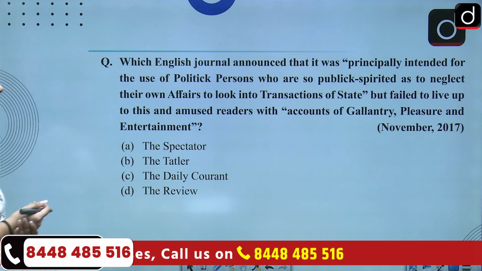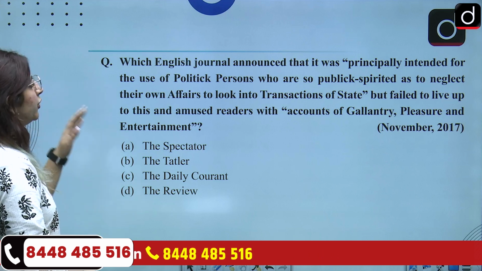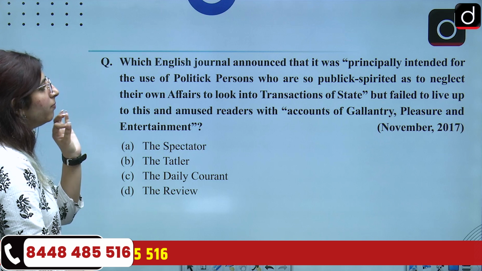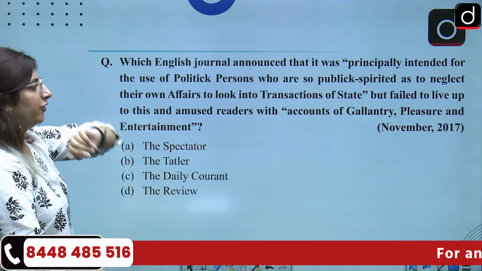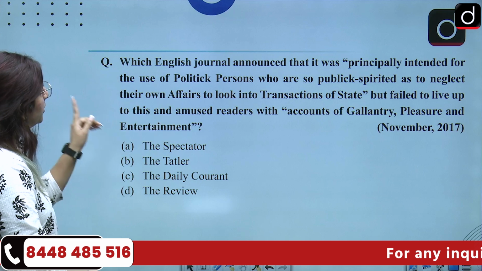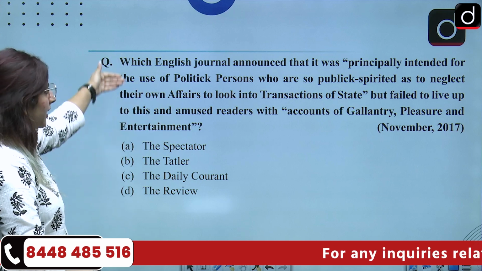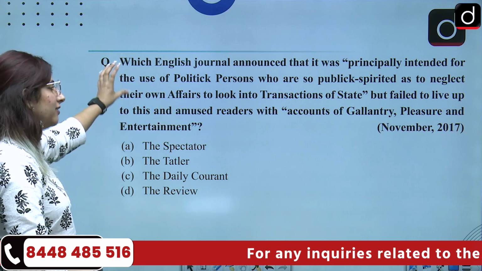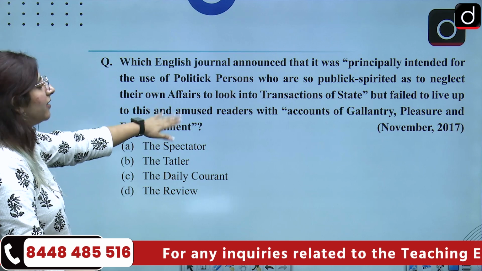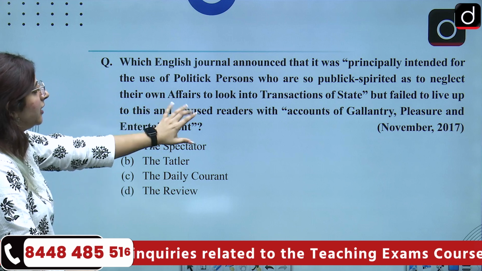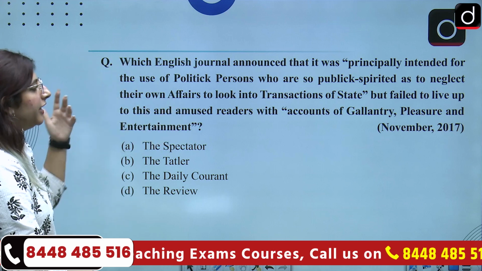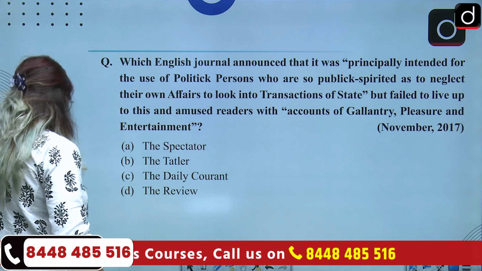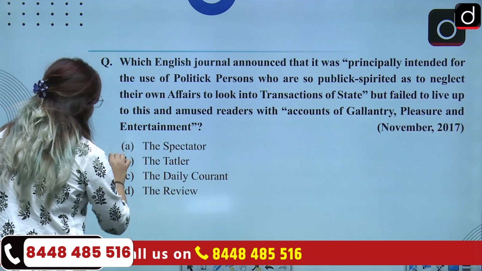Next up, we move forward to the question related to the journals. Which English journal announced that it was principally intended for the use of politic persons who are so public spirited as to neglect their own affairs to look into transactions of state? But failed to live up to this and amused readers, मतलब ये इसके लिए बना था लिखने के लिए, लेकिन चला नहीं, so failed and rather started writing to amuse the readers with accounts of gallantry, pleasure and entertainment. The right answer to this question is option B here, Tatler.